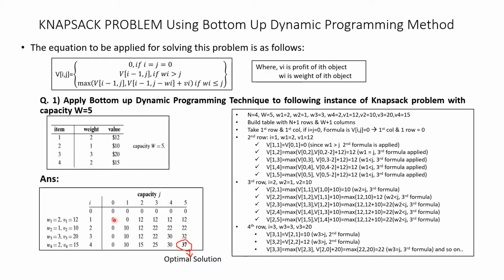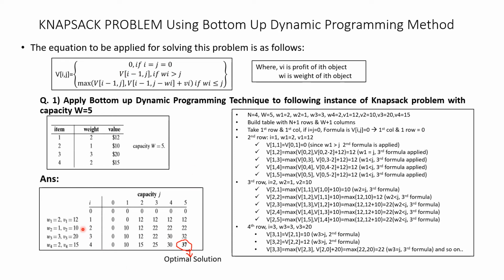Now please see here, for this row, W1 is 2. And what is the J value? 1. That means 2 is greater than 1. 2 is greater than 1 means apply this second formula. I hope you are understanding.